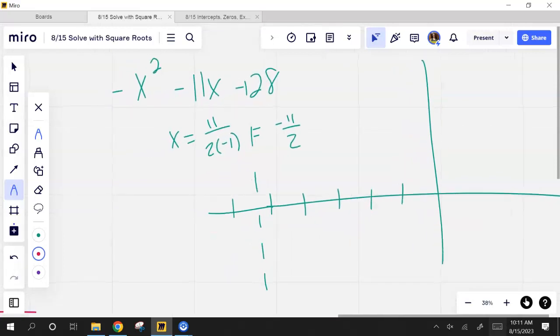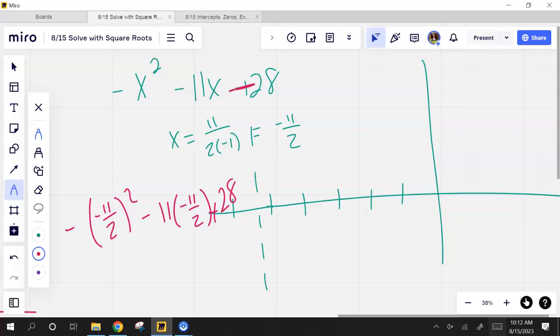All right, so I'm going to plug this in. And again, I'm plugging it in, but it's so nasty. But okay, so negative 11 over 2 squared minus 11 times negative 11 over 2 minus, is that 28 or 128? Oh, that's plus 28. I can't read my own writing. Okay. When you plug all that in, which is definitely a calculator type deal, what do you get?